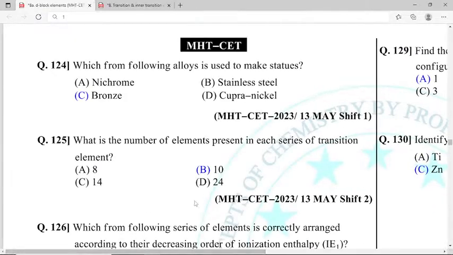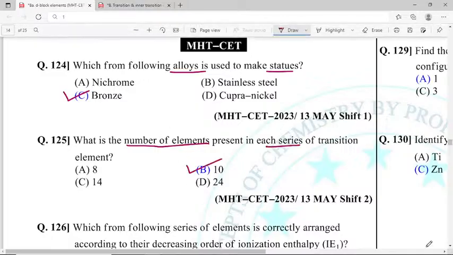Which of the following alloys is used to make statues? Bronze is used to make statues. What is the number of elements present in each series of transition elements? The number of elements in each series of transition elements is 10.